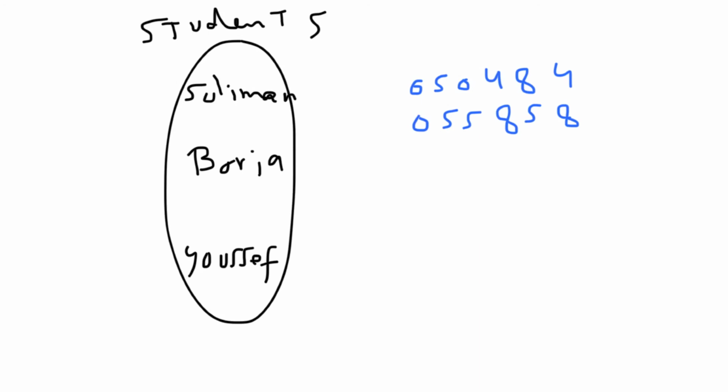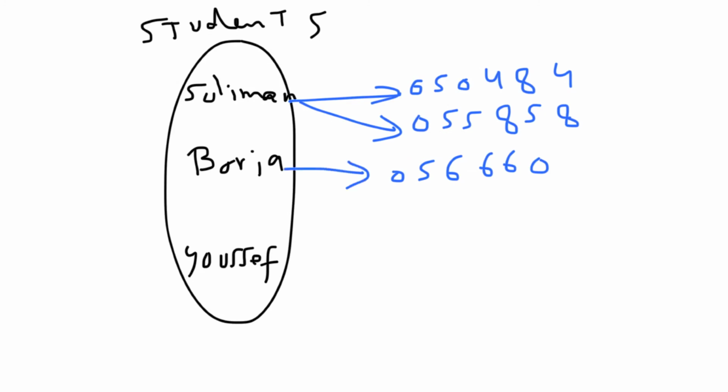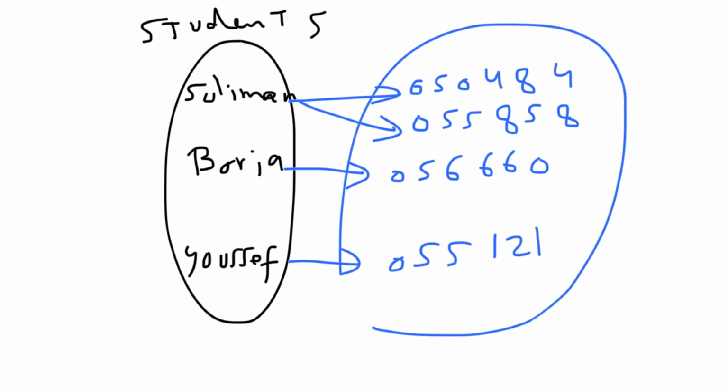So in this case, he has 2 mobile numbers. So that will be 2 arrows coming out from Sulaiman going to these mobile numbers. How about Borja? 1 mobile number, which is 0566. Very good. How about Yusuf? 1 mobile number, which is 055 121. Excellent. So now we have a set of mobile numbers.